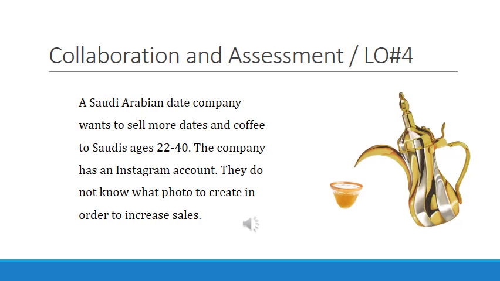The final activity is a communicative activity, posing a problem to the students that they need to discuss in groups. A Saudi Arabian date company wants to sell more dates and coffee to Saudis ages 22 to 40, which is the student demographic. Like most Saudi companies, they have an Instagram account. However, they don't know what photo to create in order to increase sales. So this is the problem that students need to discuss with some guiding questions that you'll see on the next slide.